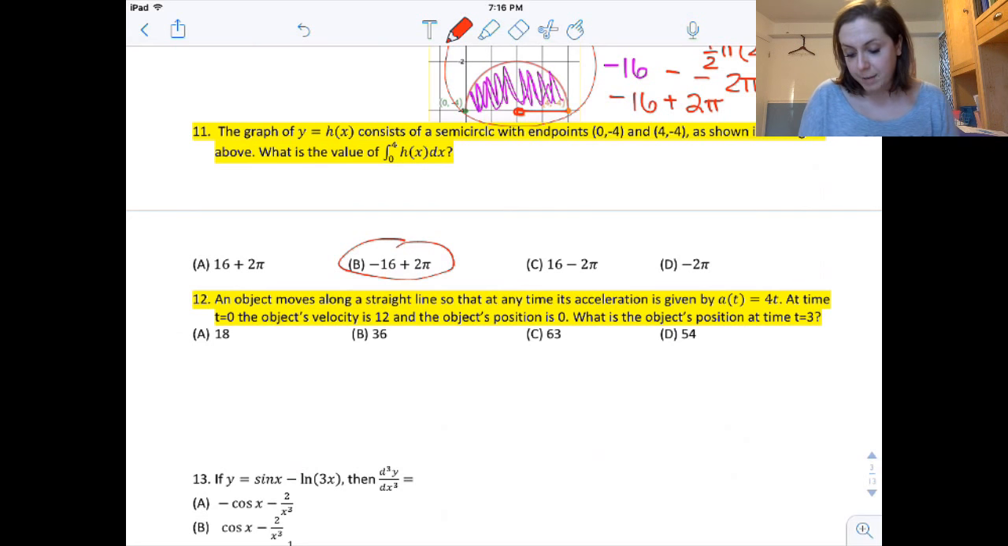Next one is number 12. An object moves along a straight line so that its acceleration is given by this. At time t equals 0, the velocity is 12, and its position is 0. What is the position at t equals 3? You have to think about this. We want position, and we're given acceleration, the second derivative, so we want to work backwards. And I'm given some initial conditions.